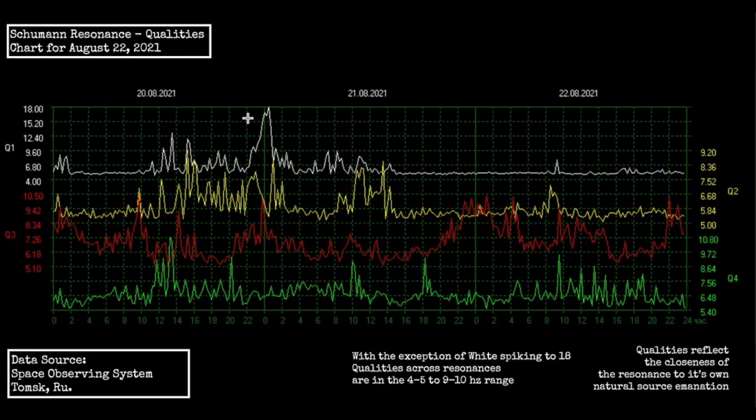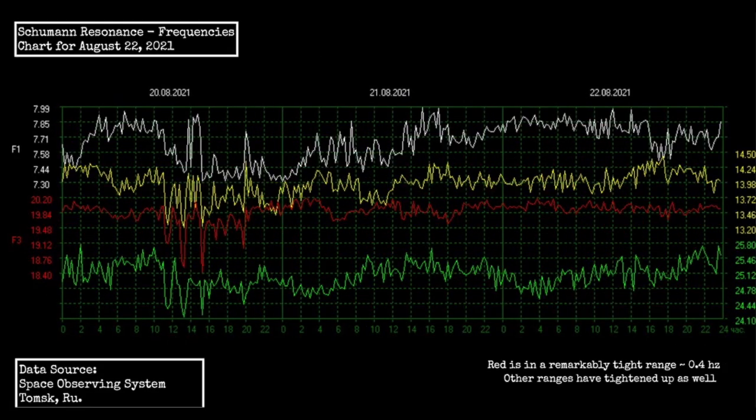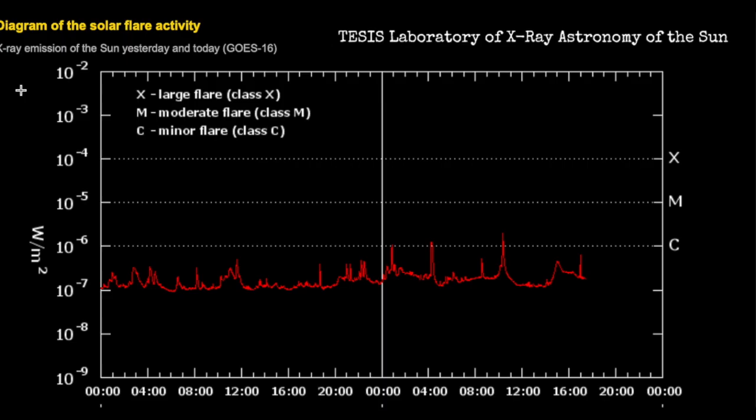The qualities, in my view, reflect the closeness of each resonance to the truth of what it is. And the frequency bands have narrowed. So overall, the energy is low. It's a bit distorted, right? We're not in a very clear state of connectedness because all the qualities are low, and the frequency ranges have tightened up. You can see it's very dramatic here in the red, where it's in only a 0.4 hertz range on the chart. At the same time, there were 3 C-class flares from the sun during this very calm chart.